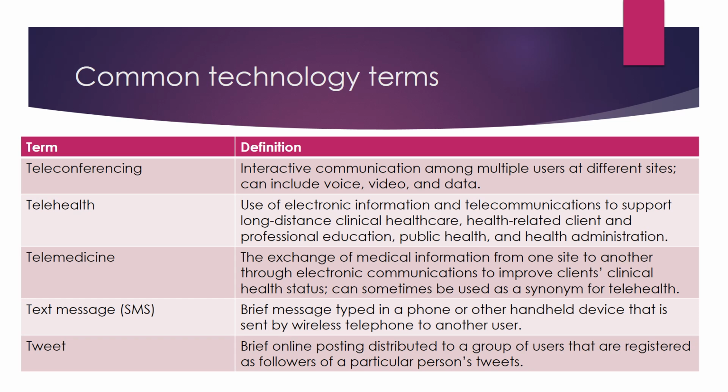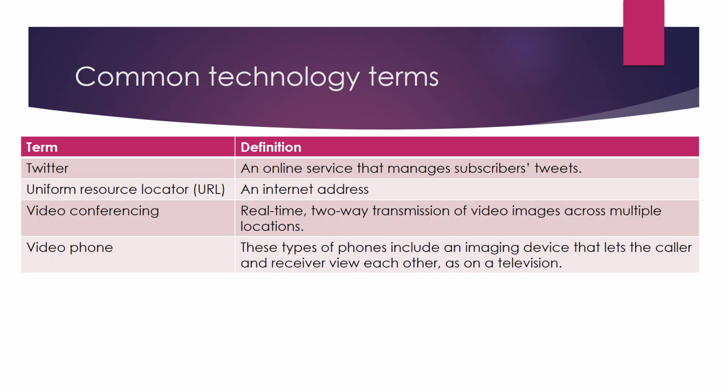A tweet is a brief online posting that's distributed to a group of users that are registered as followers of a particular person's tweets. Twitter, this is an online service that manages subscribers' tweets. A URL, or the Uniform Resource Locator, this is just the internet address for a particular website.